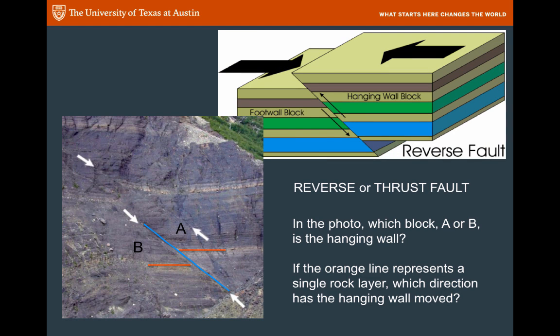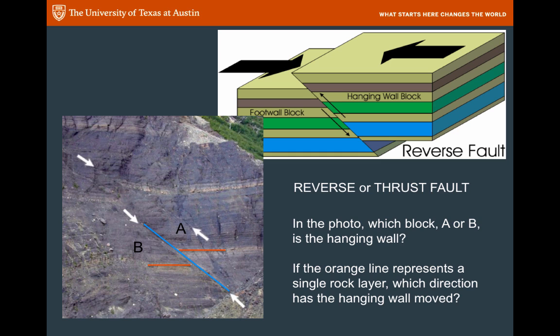Now the opposite of a normal fault is a reverse fault, and that happens when you squeeze something together. You need to shorten the area, make less room, and therefore the hanging wall moves up with respect to the footwall. And in this picture on the left, which one's the hanging wall? Well, it's A, right? A is on top of the fault plane, which is marked in blue, and the hanging wall is moved up with respect to the footwall, as you can see by the marked yellow layer, orange layer. And so that is a reverse fault.